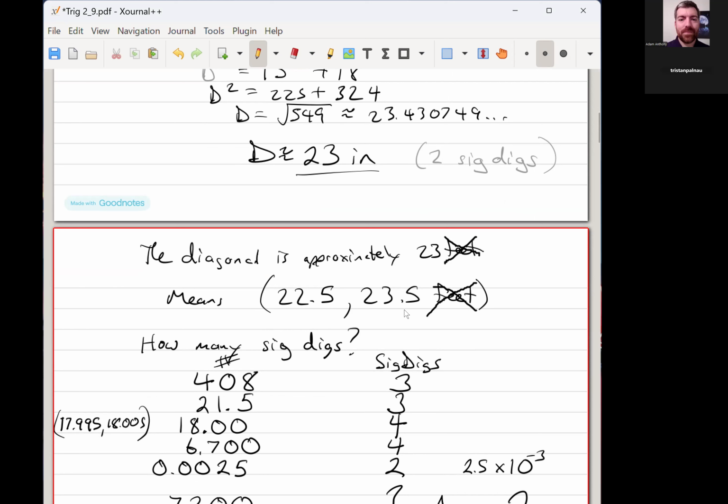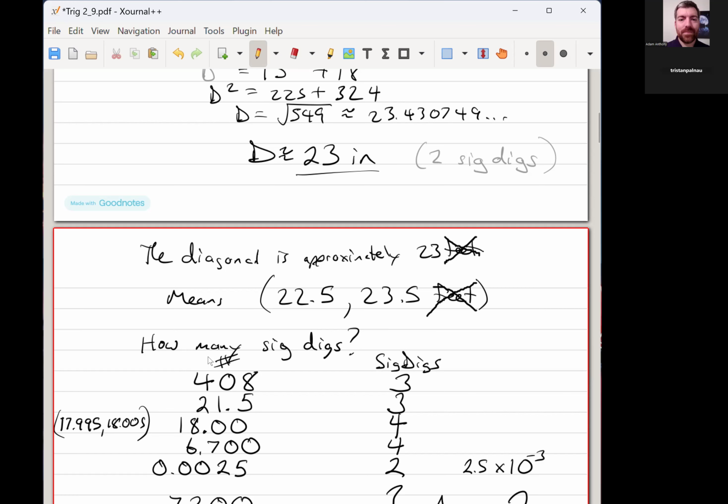Yes, 22.5 and 23.5. That's what that number means. So 23 means it's somewhere in between those numbers. That just tells the reader how accurate we were in our measurement, right? Now the measurement of the sides turned into a measurement of the diagonal, even though it was computed.